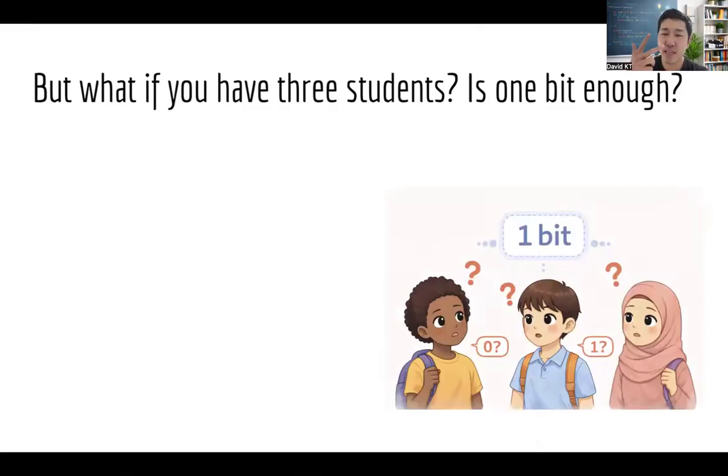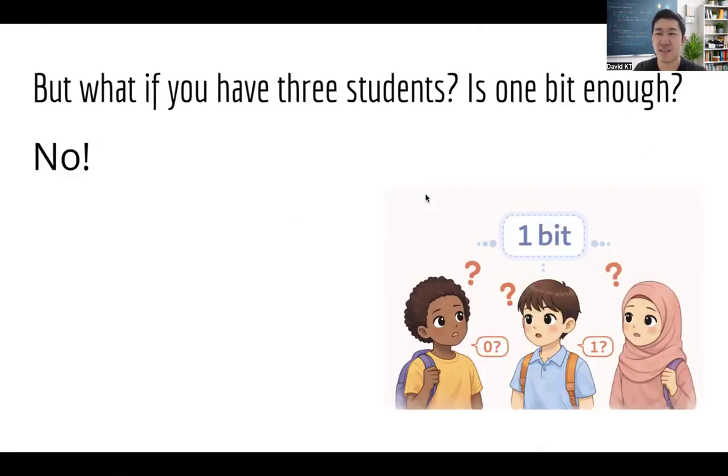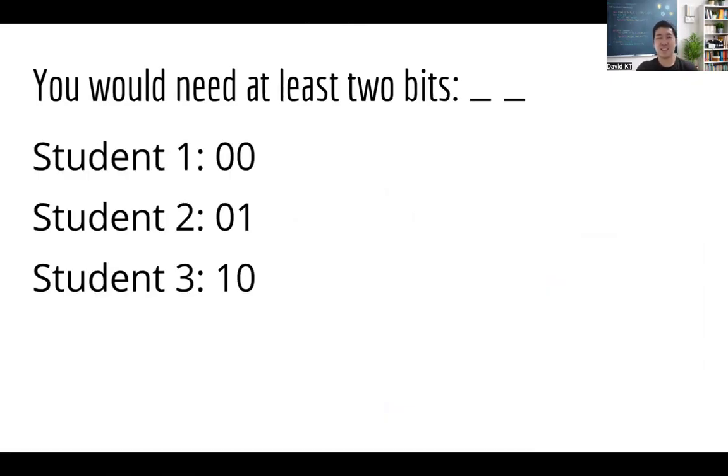But what if you have three students? Is one bit enough? No, it's not. So for the first student with 1 bit would be 0, second student would be 1, but what about the third student? To do so, you would need at least 2 bits. Student 1 is 0, 0, student 2 is 0, 1, student 3 is 1, 0.